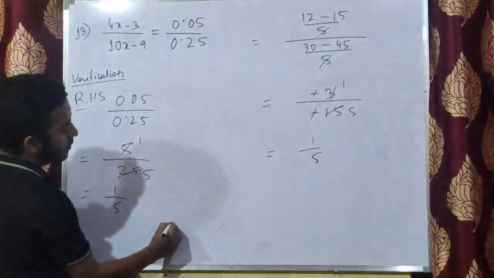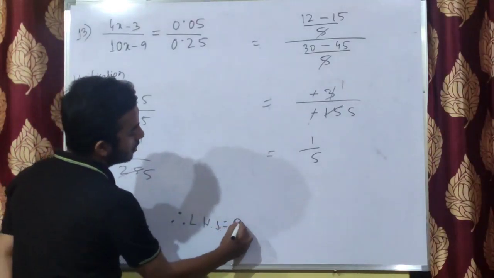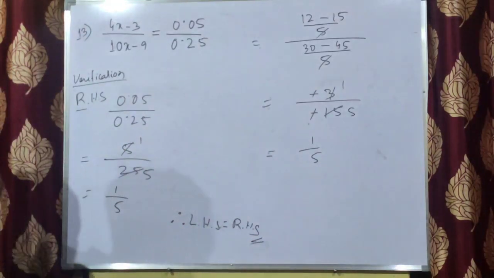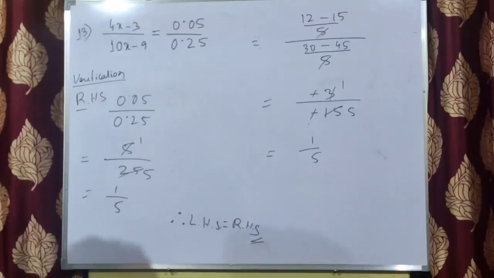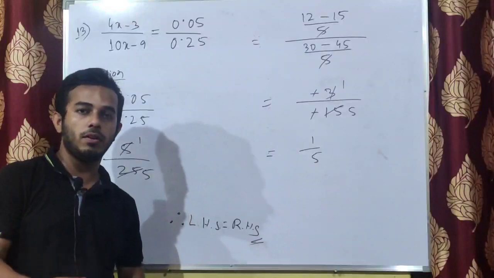Therefore LHS equals RHS. That means the value of x is 3 by 5. So this is for today's class. Next we will solve in our next video.